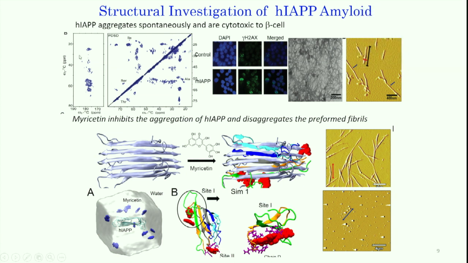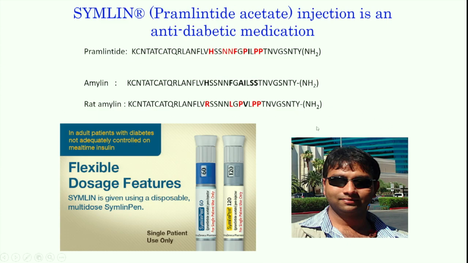So we were trying to elucidate the structure of these fibrils. We are trying to look at the toxicity. So here you can see that hIAPP has more toxicity than the normal control, and it forms fiber-like structures. We also look at how we can disrupt these fibrils using a small molecule. So this is myricetin, which is found in jamun or any citrus compound, and it binds with the fibril and disrupts this fibril.